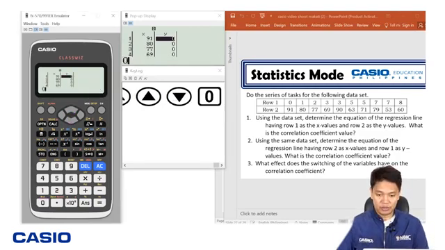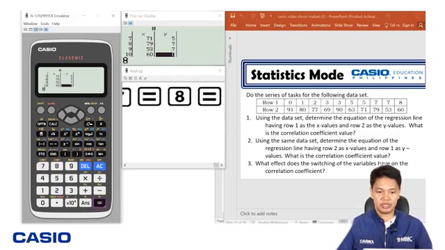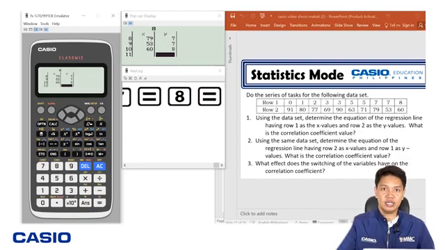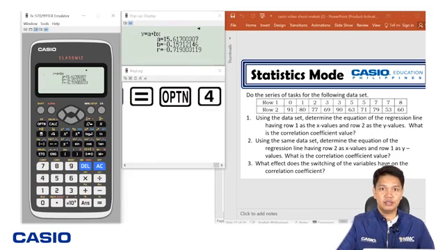So we have 0 equals, 1 equals, 2 equals, 3 equals, 3 equals, 5 equals, 5 equals, 7 equals, 7 equals, and finally 8. Again, obtaining our correlation coefficient, press options and then 4. As you can see, the correlation coefficient is still equal to negative 0.7193.